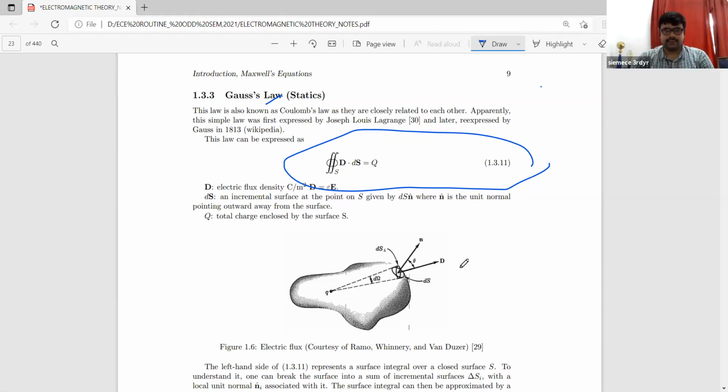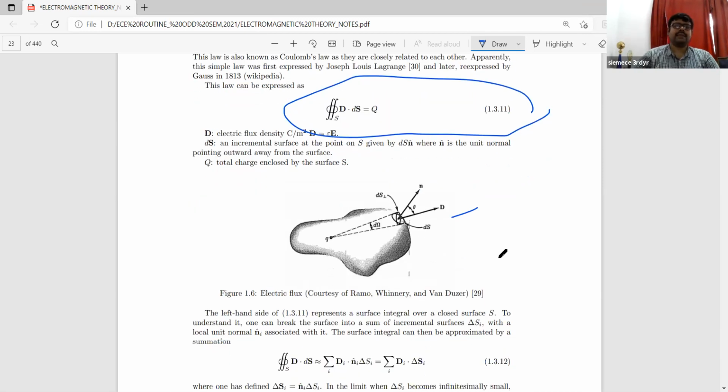If you follow the figure, you will see the notation dS we are following. So this capital D is the electric flux density, the unit is coulomb per meter square, and capital D equals epsilon E. dS is an incremental surface at the point on S given by dS n cap. N cap is the unit normal pointing outward away from the surface.